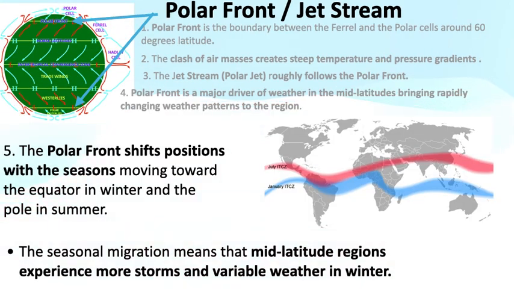And then the next thing here, the polar front shifts positions with the seasons, moving towards the equator in winter and the poles in summer. It sort of follows the ITCZ. The seasonal migration means that the mid-latitude area experiences more storms and more varied weather in winter.